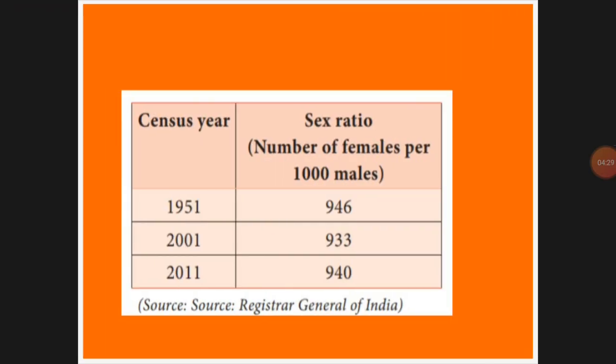Next, we'll go for the sex ratio. It's the number of females per 1,000 males. According to the census of 1951, 946 females per 1,000 males. In 2011, 940 females per 1,000 males. In Kerala, it is 1084 as in the 2011 census. Haryana state has the lowest sex ratio of 877 according to the census of 2011.